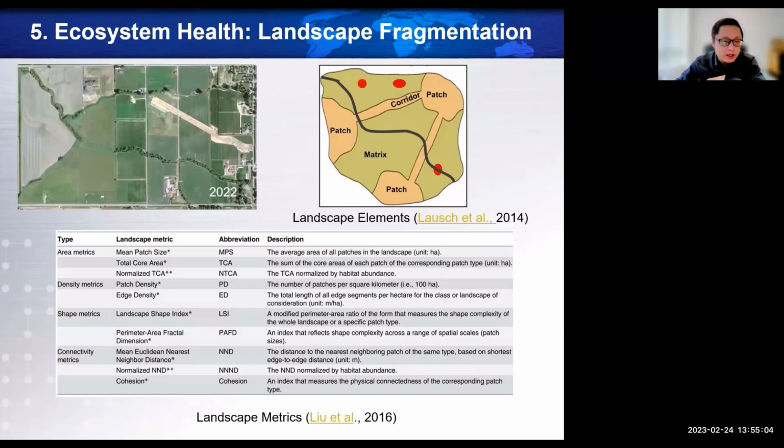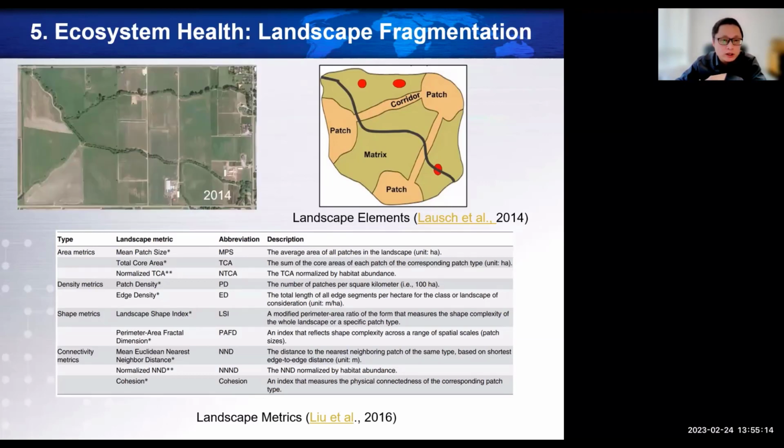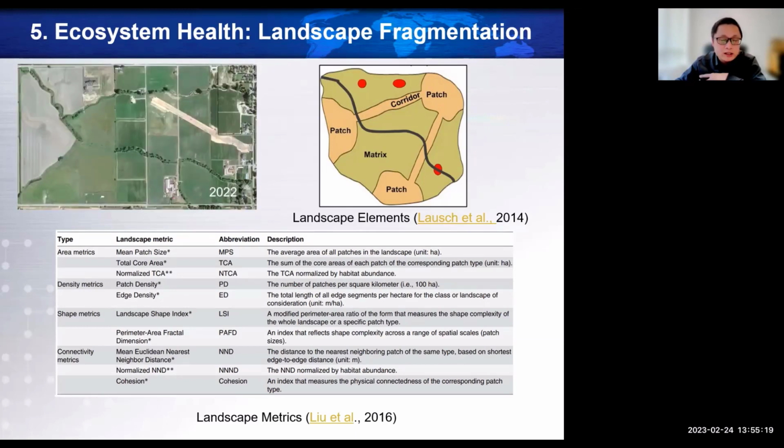Here is another image collected in 2022. You can see clearly that lots of changes happened in the past 8 years. If I go back, that's the 2014 image, and this is the 2022 image. We can see lots of changes on this landscape and also some disturbance that happened. Then we can redo this fragmentation analysis and see how the fragmentation happened in the past 8 years and how that influenced ecosystem health.